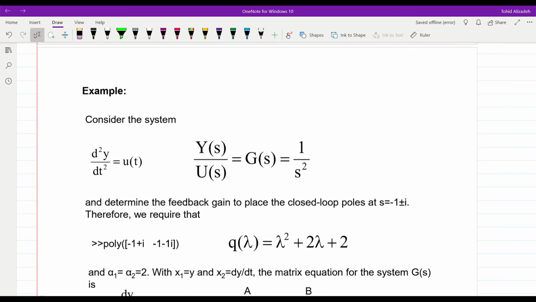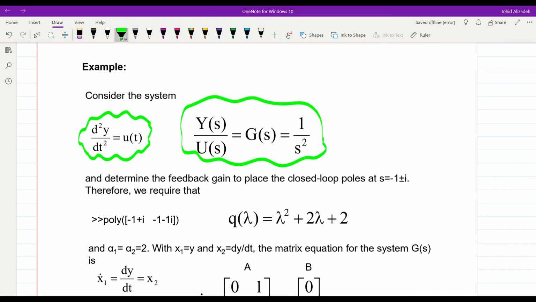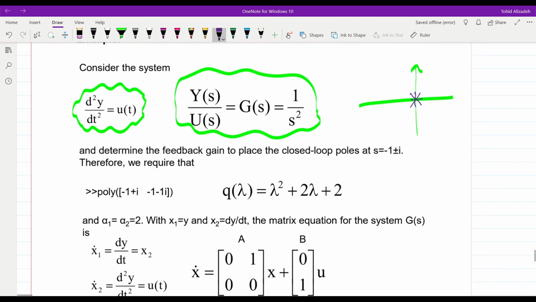Here we have an example. The system is given in the form of a differential equation: the second derivative of y with respect to time is equal to u of t. The transfer function is equal to 1 over s squared. So we have two poles at the origin for the open loop system. We want to determine the feedback gain to place the closed loop poles at minus 1 plus minus j. So our desired characteristic equation will be this one. We want to place the poles here and there.